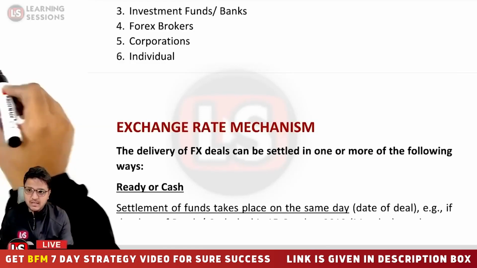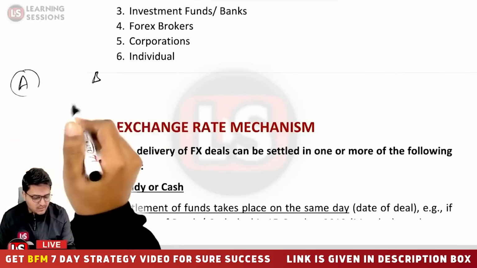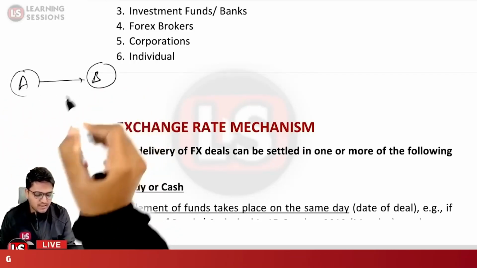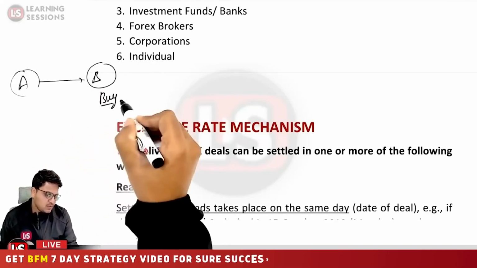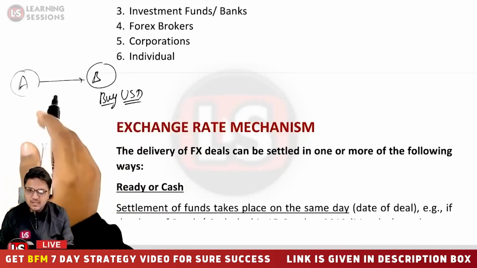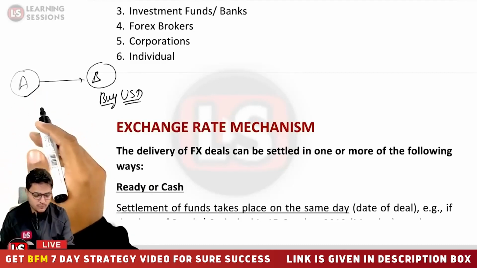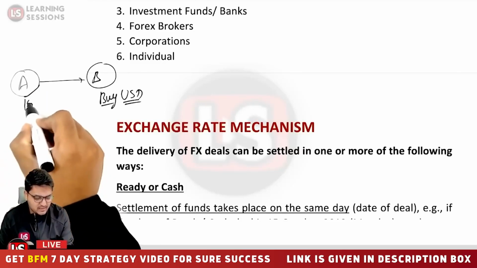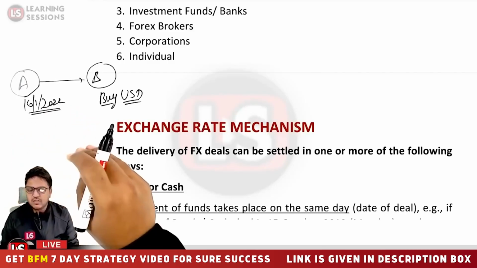Let us say that here we have person A and person B, and person A is going to be in a transaction with person B. Let us take the case that person B wants to buy USD. Person B wants to buy US dollars over here, and the date of transaction, let us assume, is today itself. Let us take it as the 16th of January 2022.